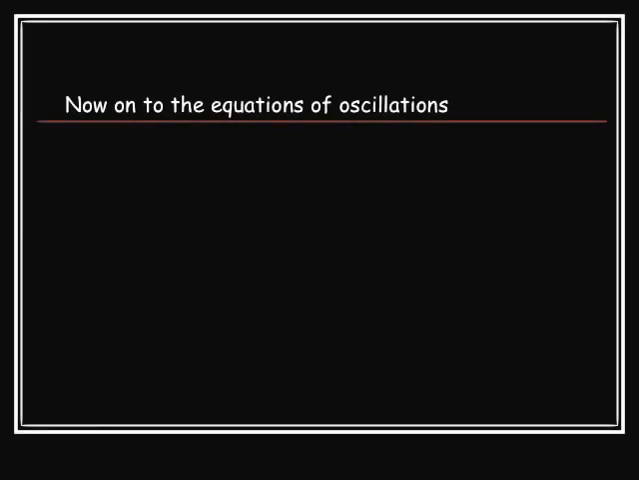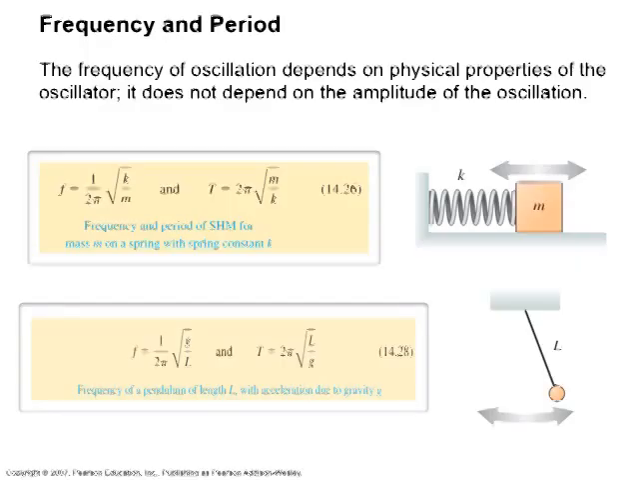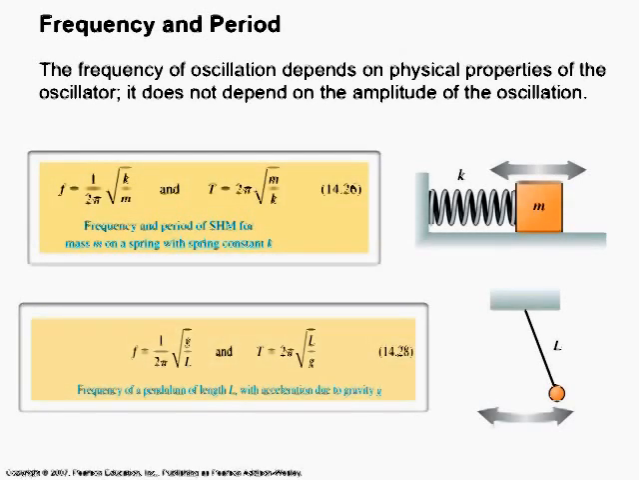Now on to the equations of oscillations. Whether it's a mass on a spring or a mass at the end of a string like a pendulum, the oscillations can be described with two formulas that you'll get familiar with. The frequency of oscillation depends on the physical properties of the oscillator, the spring, and the length of the pendulum. It does not depend on the amplitude of the oscillation.